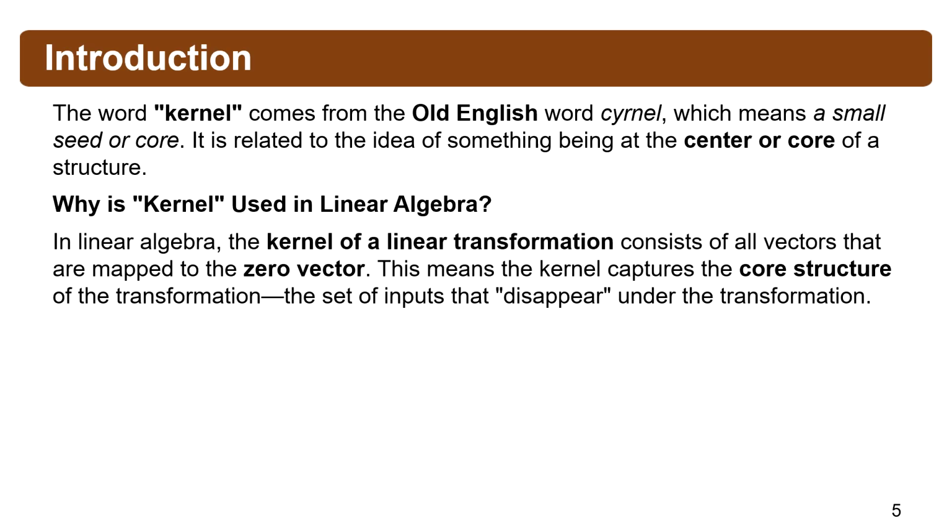In linear algebra, the kernel of a linear transformation consists of all vectors that are mapped to the zero vector. This means the kernel captures the core structure of the transformation, and the set of inputs that disappear under the transformation. So when you equate the transformation to the zero vector, all other vectors will be removed, and the one that you'll be getting is the core.